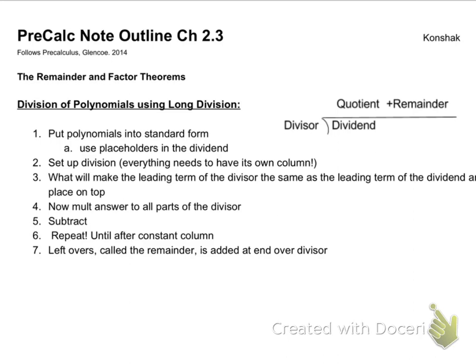The first thing is that the number you're dividing by, we call the divisor. The number you're dividing into is called the dividend. And the answer, when you do division, is called the quotient. Sometimes this quotient has a remainder.